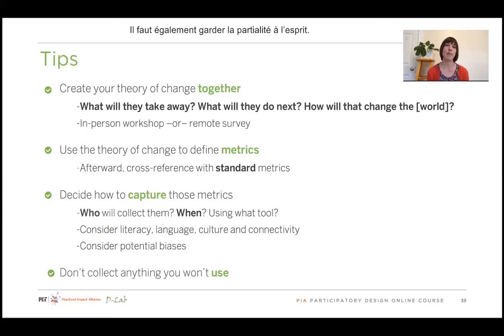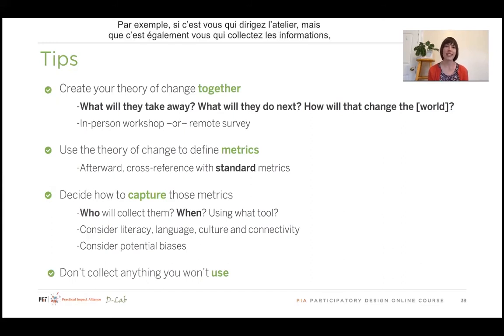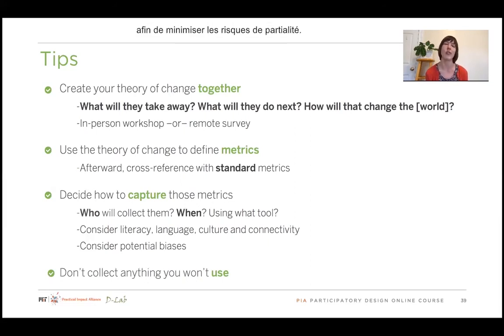And you also have to keep in mind biases. So for example, if you're the one delivering the workshop and you're also the one collecting the information, participants may feel uncomfortable expressing negative feedback to you, or they may want to over-exaggerate the positive impacts of your intervention because they like you and they want to make you feel happy. So you always have to consider who is actually collecting this information in order to minimize bias. You can find more tips in the PDF.